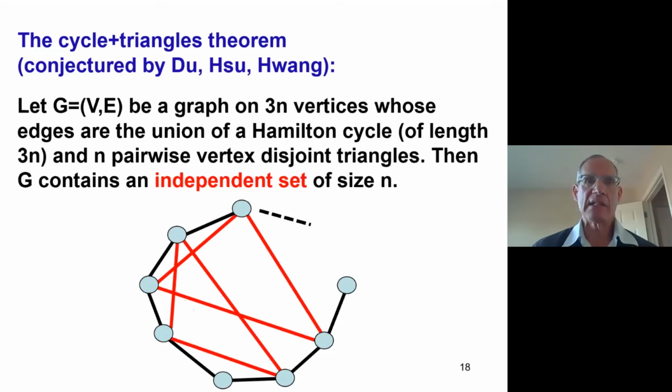What about the cycle and triangles? Let me tell you something about this. So again, repeating it, when we have a graph on 3n vertices, whose edges are the union of a Hamilton cycle of length 3n and n pairwise vertex-disjoint triangles, like the one you see here, then there is an independent set of size n containing 1 from each triangle, like the one you see at the beginning of it here.